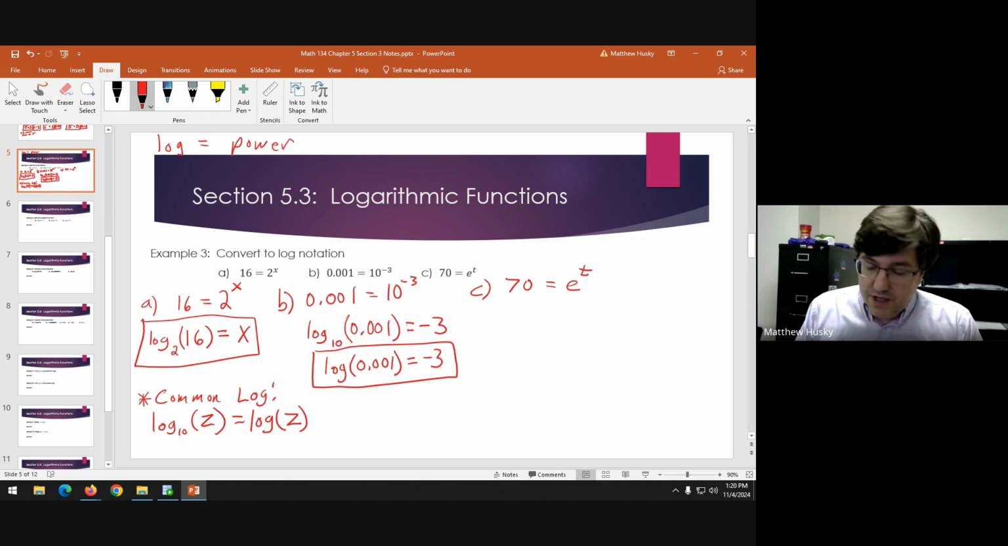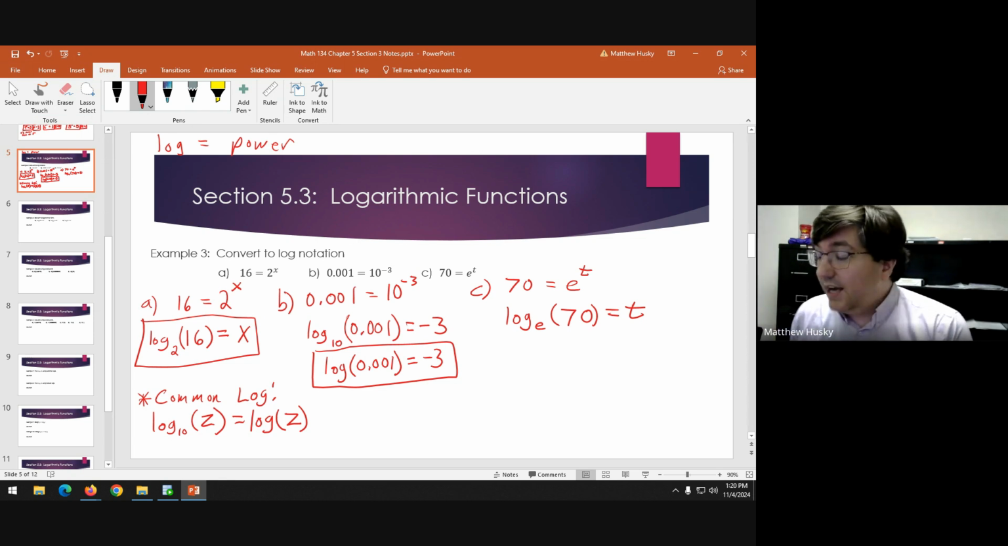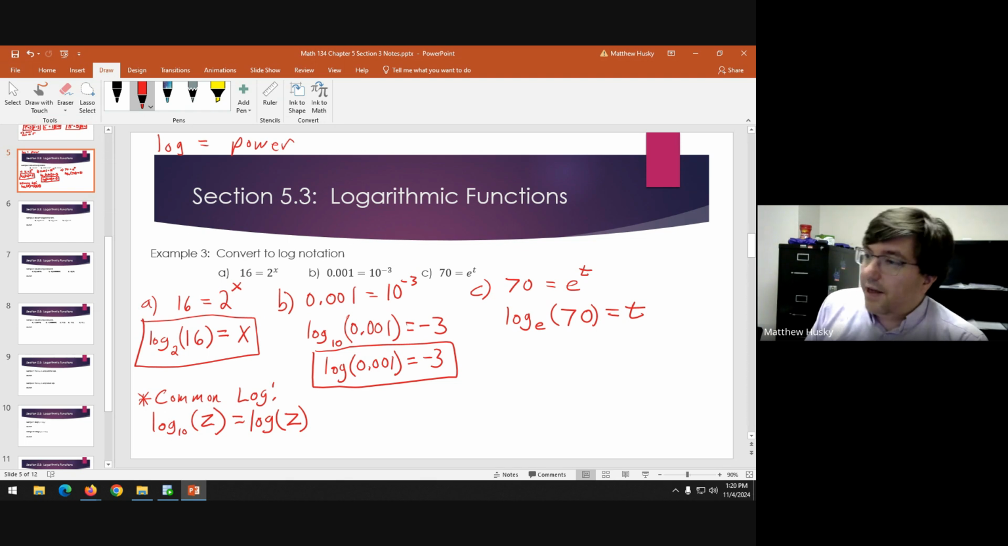That's all it is. So if you wanted to do a log and the base was e, what you would do is you would do log base e. You would put 70 inside of there because whatever it equals as the power, that's what goes into the logarithm. And then whatever the power is, that's what the log is equal to. Now, again, kind of like 10, e is another special number. It's a special logarithm. It's a special base.